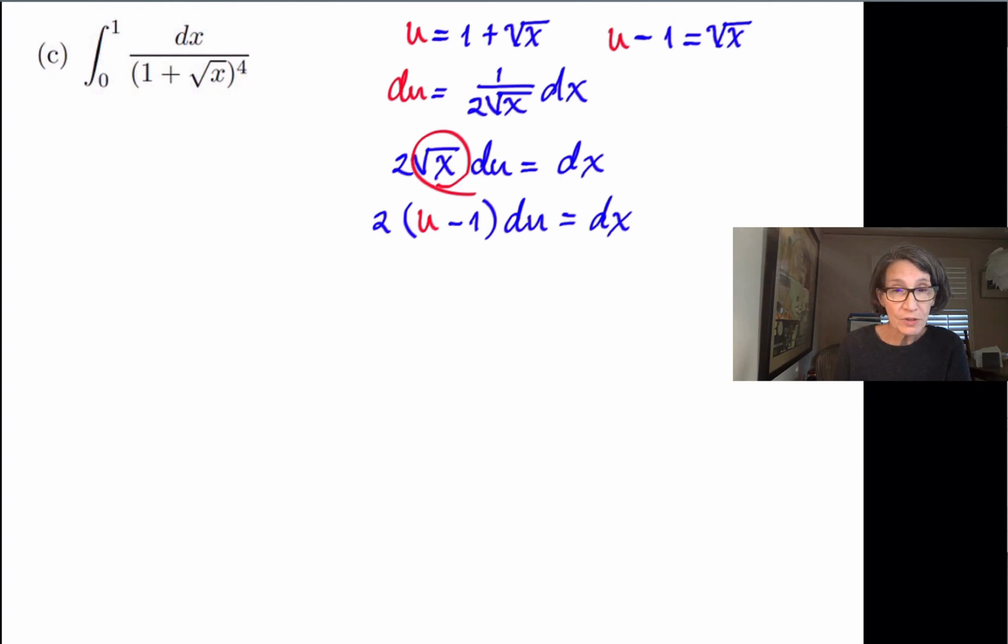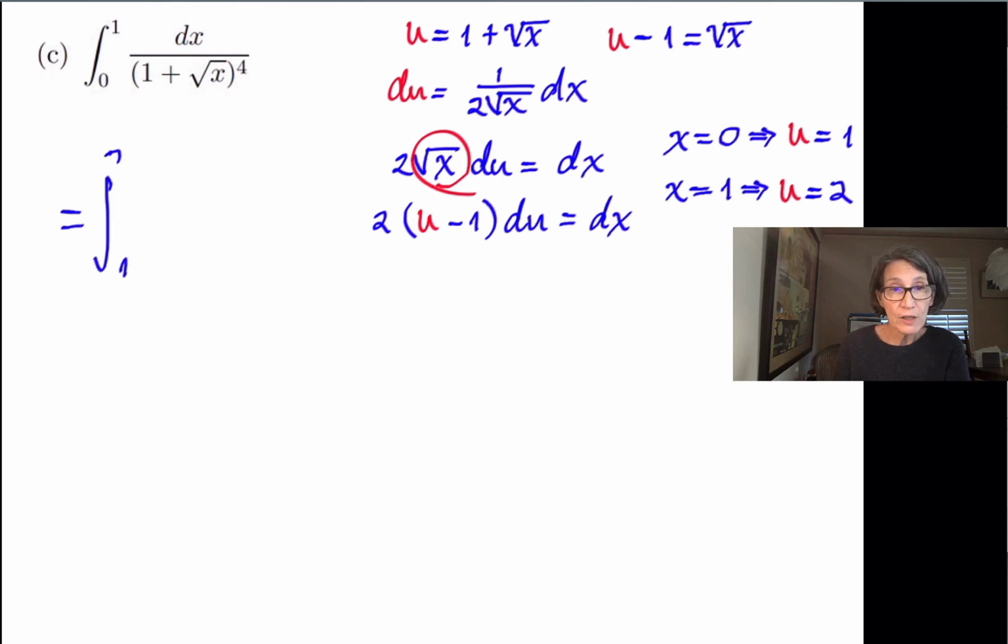Before we make the substitution, though, we have to replace our limits of integration. So when x is equal to 0, u is 1 plus the square root of 0, so u is 1. When x is 1, the upper limit of integration, u is 1 plus the square root of 1, so that's going to be 2. So now let's put everything in and see what we get.